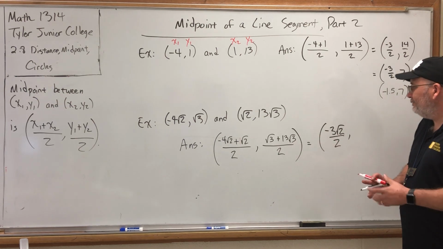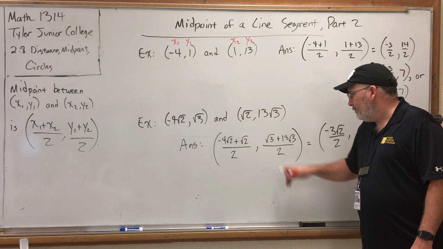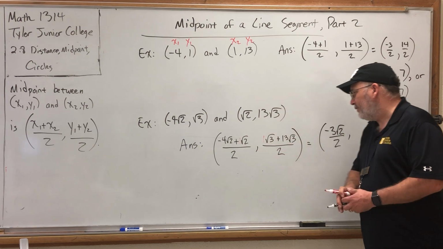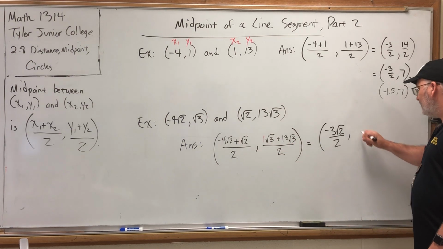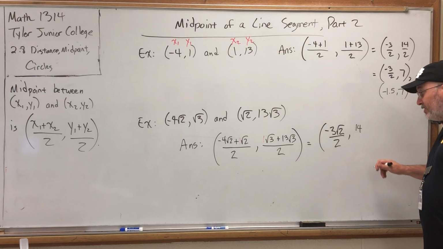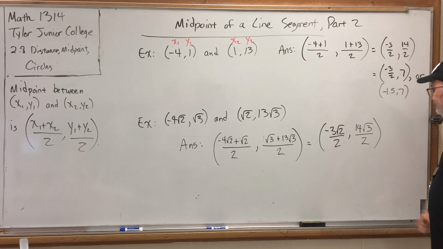In the y-coordinate, we have like radicals in the numerator, so we add their coefficients. The first square root of 3 has an implied 1 in front of it, so 1 plus 13 is 14. So, square root of 3 plus 13 square root of 3 is 14 square root of 3, and that is still over 2. And we have to ask whether or not we can reduce. It's not a matter of whether or not we want to.